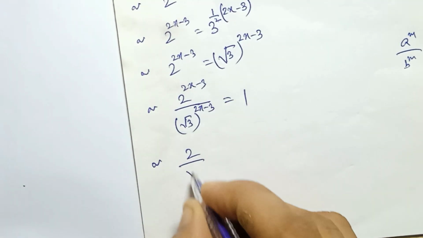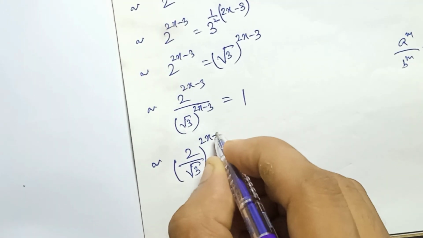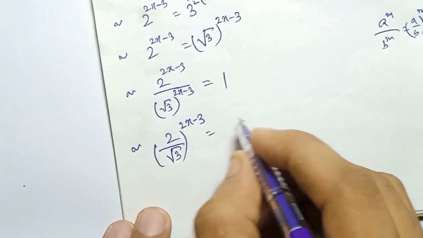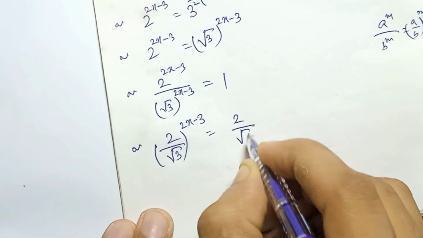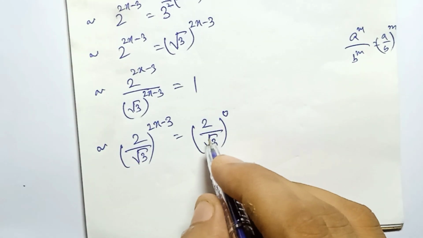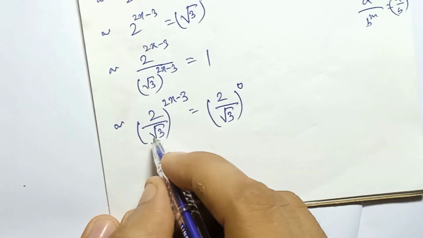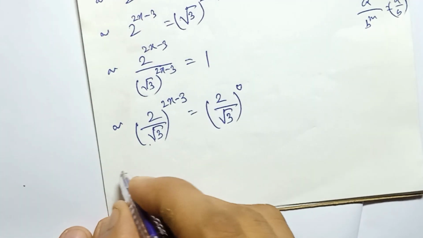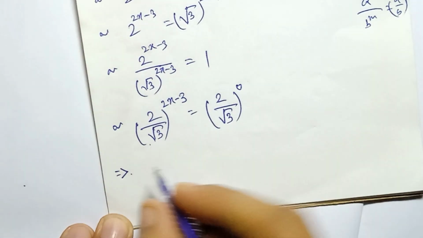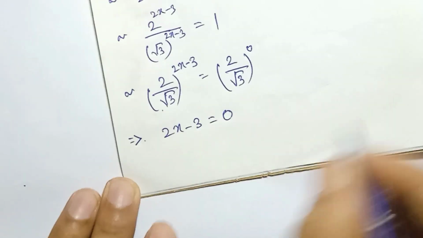So we can write it as 2 to the power 2 by root 3, whole power 2x minus 3, and for this one we can write it as 2 to the power 2 by root 3 to the power 0. Any number to the power 0 we can write as 1. Okay, now here the base is same, 2 by root 3, 2 by root 3, but the power is different, so we can imply from the above equation 2x minus 3 is equal to 0.